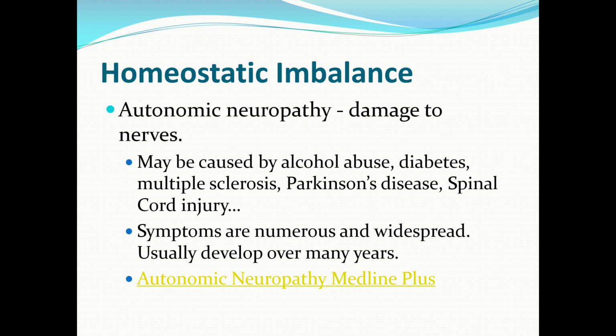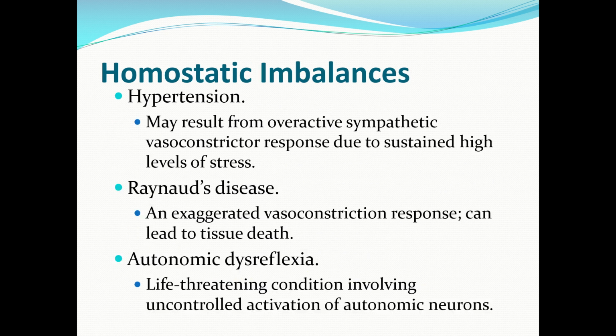So with that, let's take a look at the homeostatic imbalance. So autonomic neuropathy is the damage to the nerves, and it can be caused by alcohol abuse, diabetes, multiple sclerosis, Parkinson's disease, spinal injury. And symptoms are numerous and widespread and usually develop over many years. Hypertension can result from overactive sympathetic vasoconstrictor response due to sustained high levels of stress. Hypertension, of course, can also be genetic.